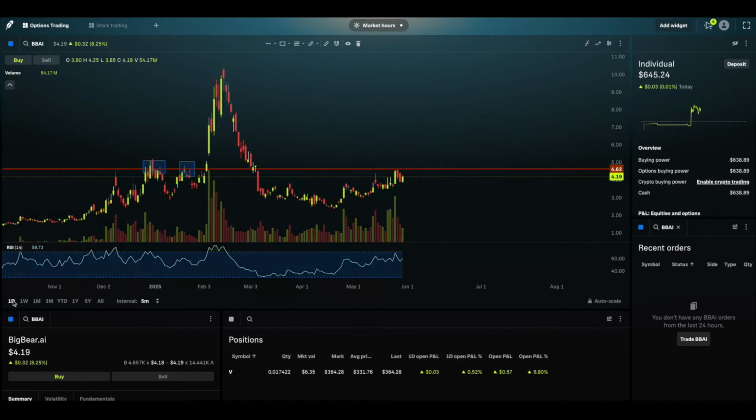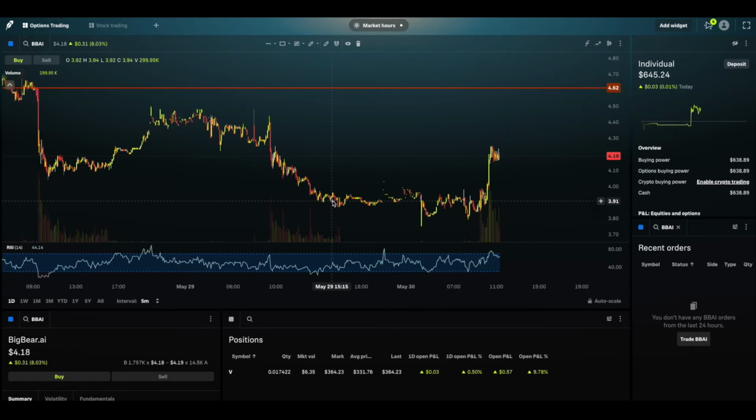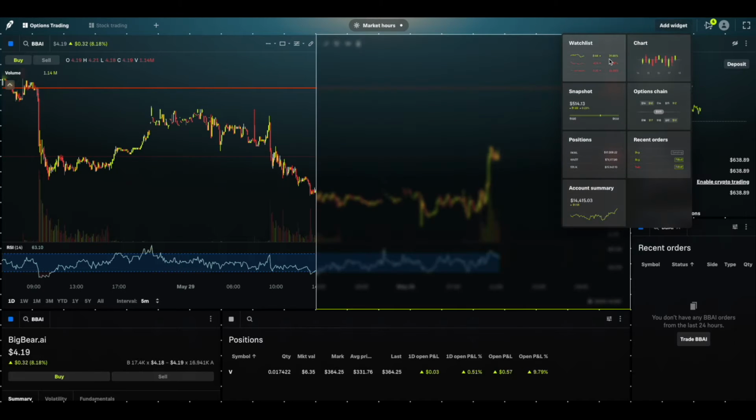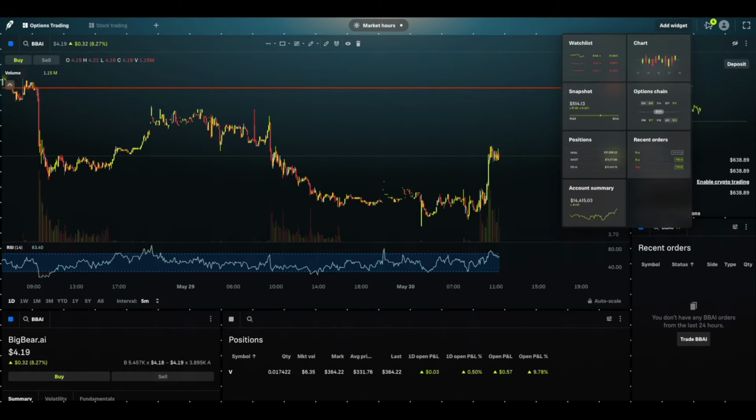So now I'm going to zoom into the 1 day. And we can see that we had some, I don't know what the news was, because I'm trying to see if there's a way to bring up a news widget. It doesn't look like there is. Account summary, positions, recent orders we have up, options, which I'm not doing options for this video. We'll just do shares.